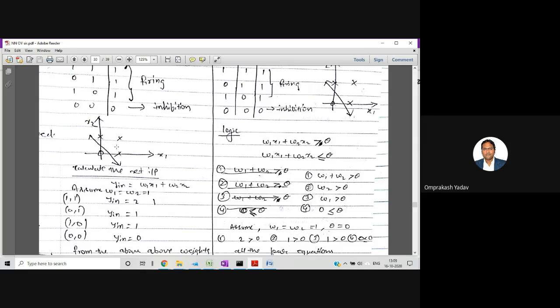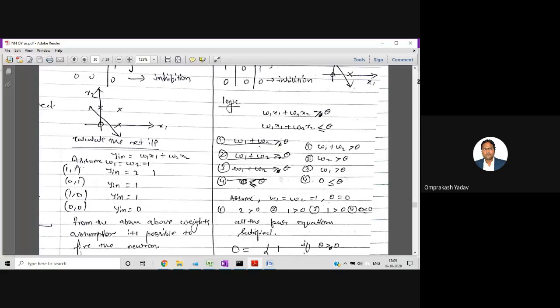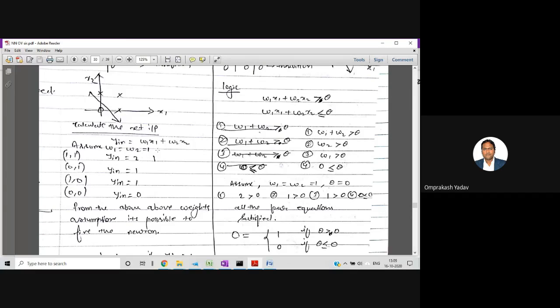And then after that we can calculate the total net input. In the first case we are assuming that W1 is equal to W2 is equal to 1, and this is the formula: Y in is equal to W1 x1 plus W2 x2, to calculate the total net input. For the first pattern, that is 1 1, we get 2. For 0 1, the first part becomes 0, so we get 1. For 1 0, the second part becomes 0, so we get input 1. For the last case we get input 0. So we got 2, 1, 1, 0.